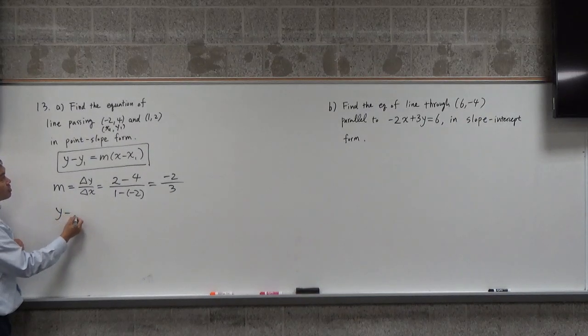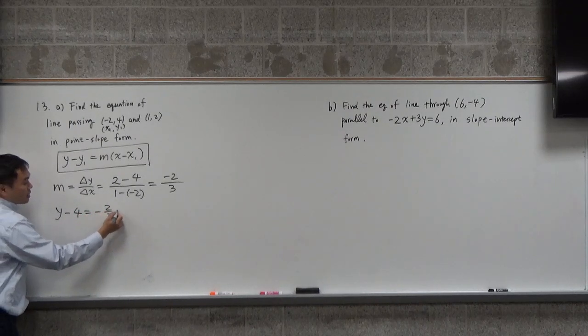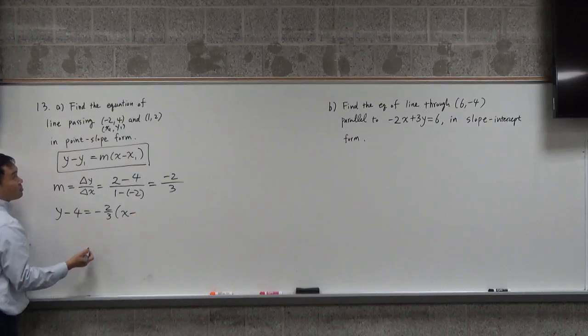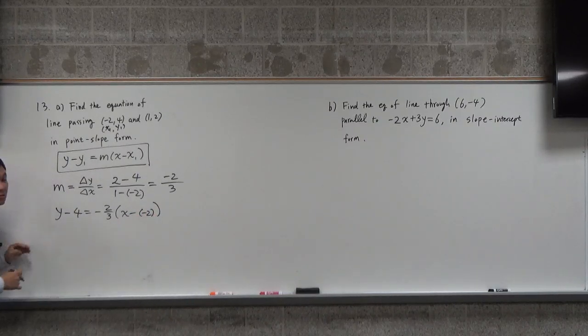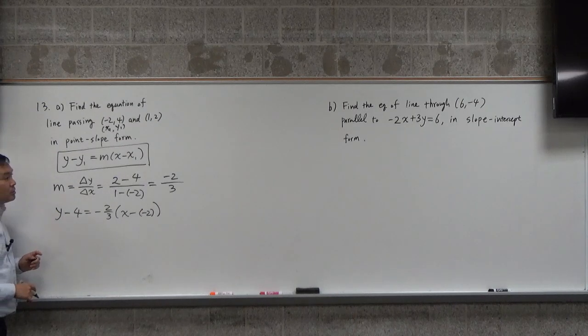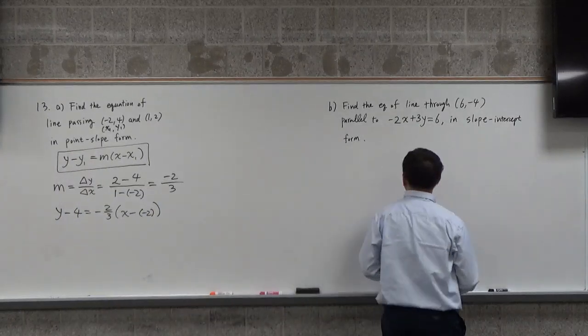y minus y1, which is 4. Negative 2/3 is your m. x minus x1, which is negative 2. So that's the answer. And because it's asking for point slope form, you can just stop here.